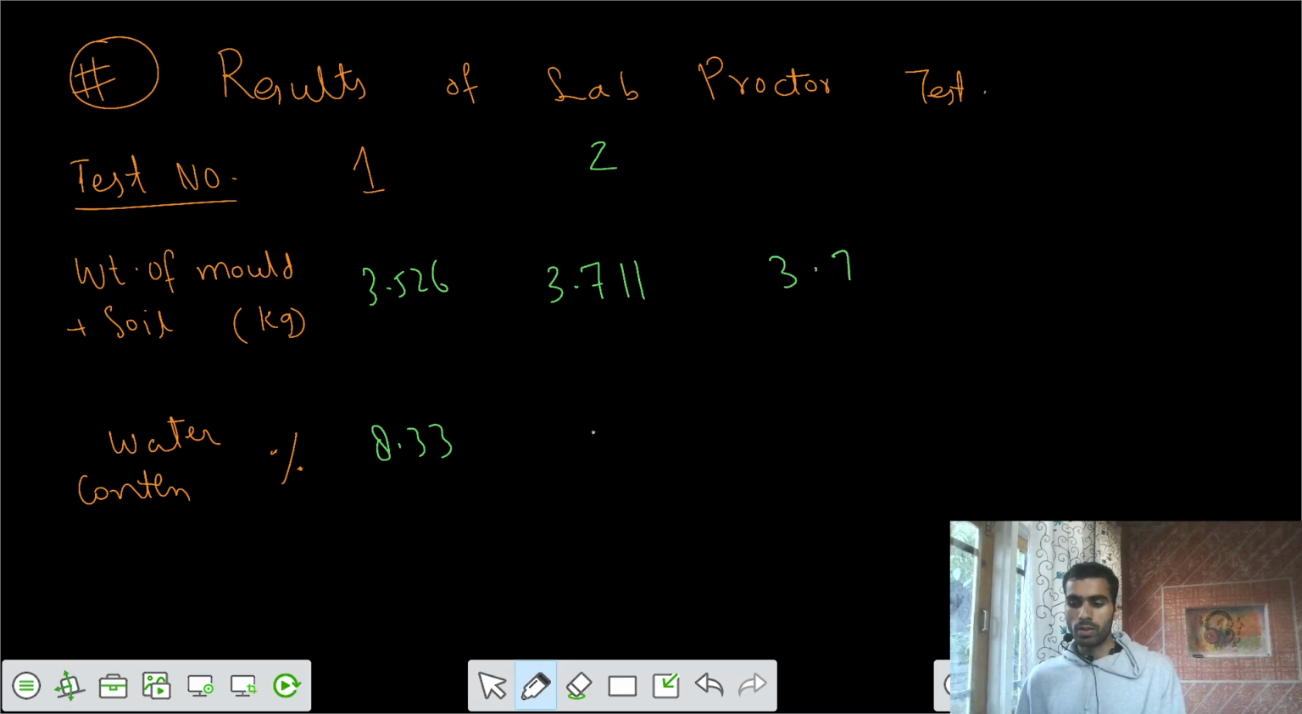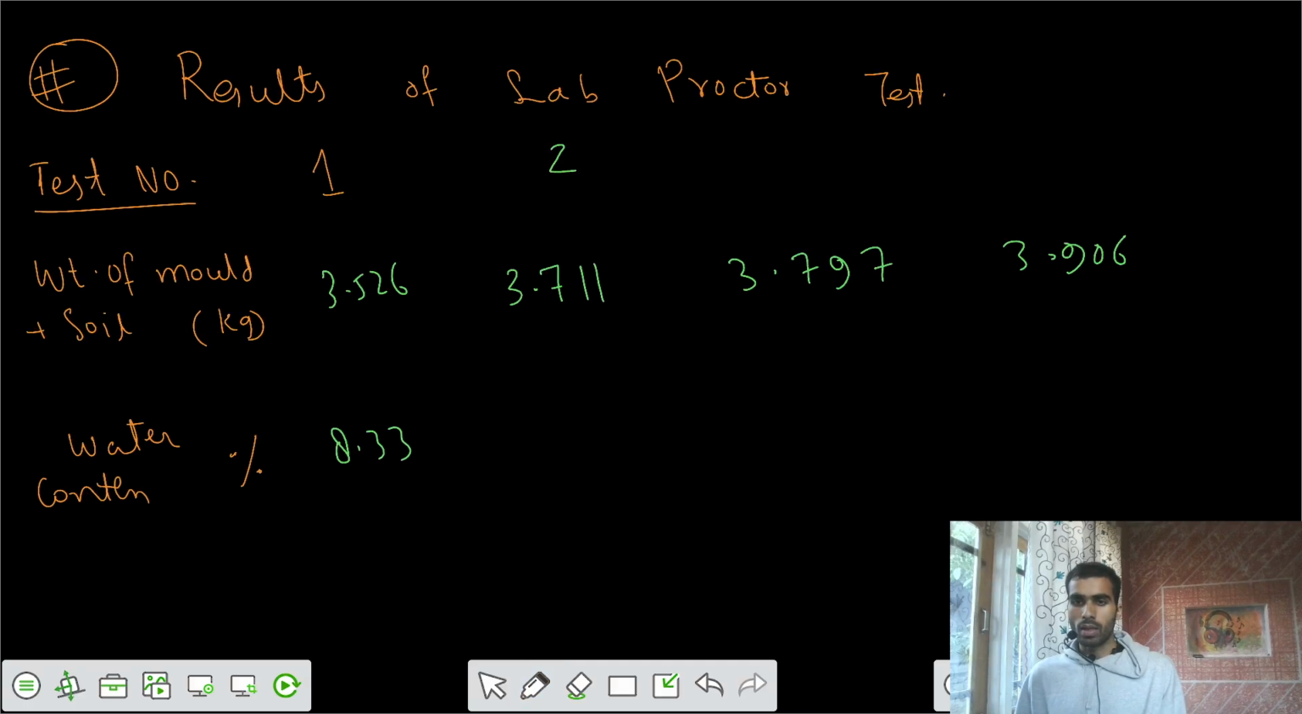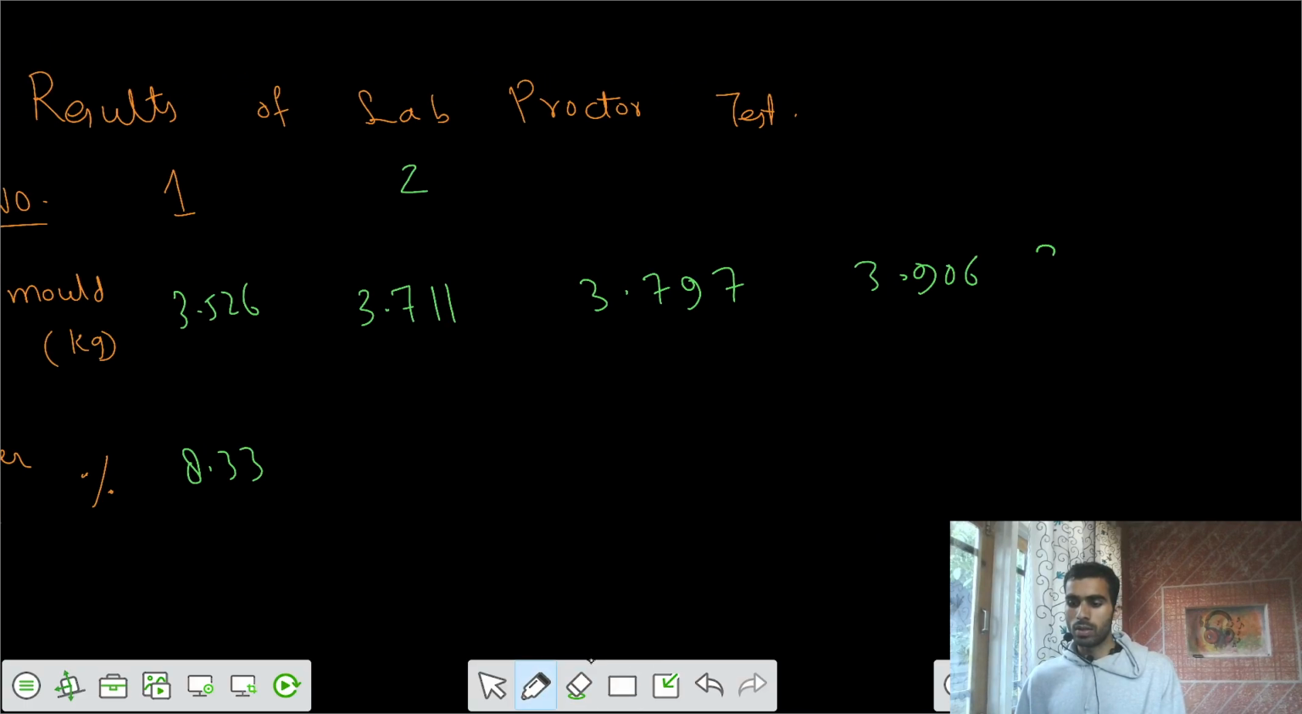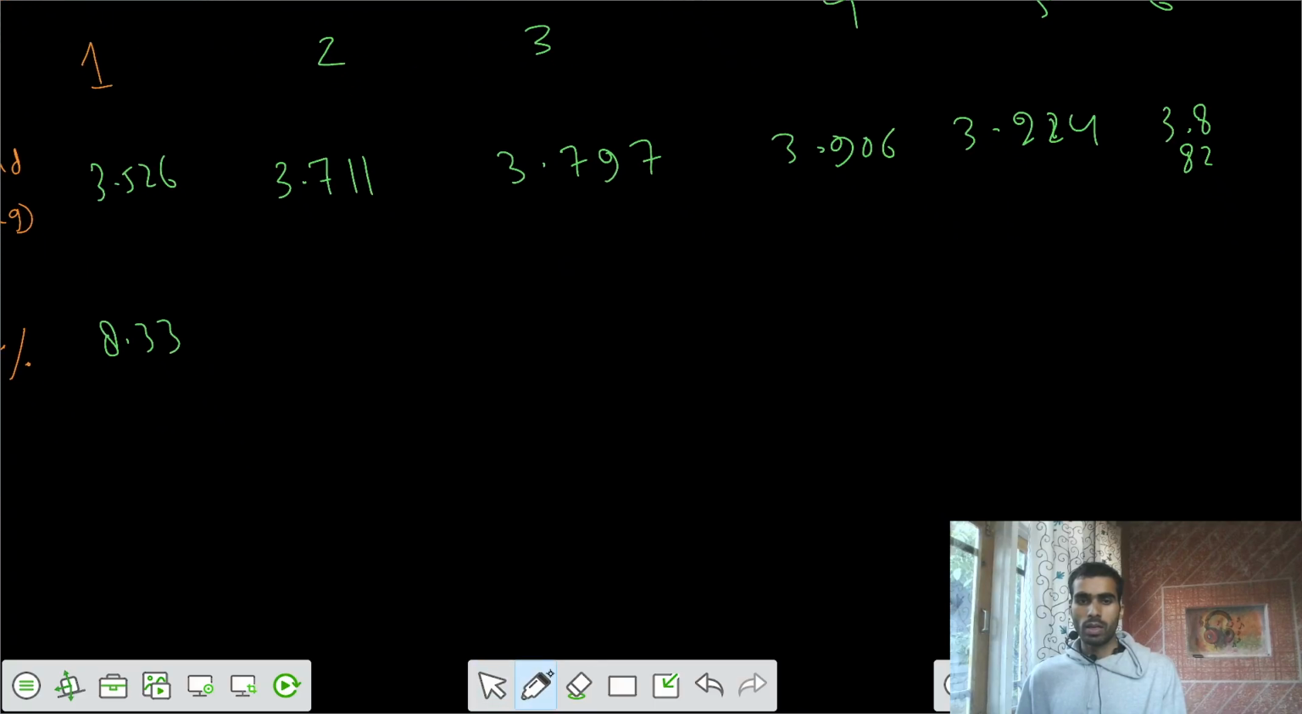Similarly, you can write for the third 3.797, 3.906. And in the fifth one we can have 3.924, 3.882. This is your test number 2, 3, 4, 5, 6. And similarly we can have water content. Water content is also changing.